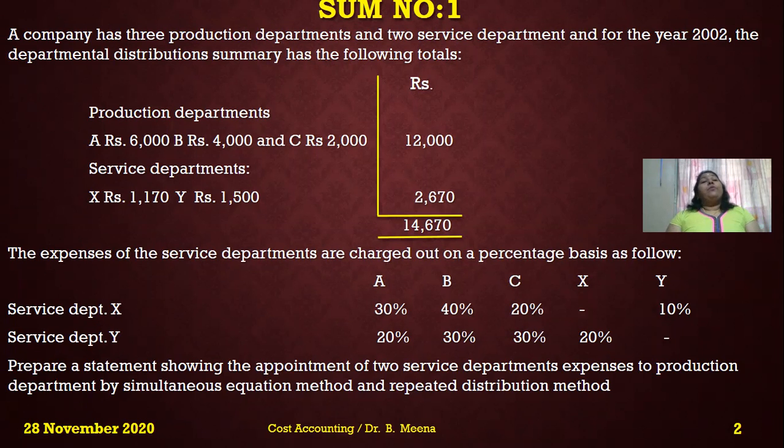In this video, I'm going to highlight that if you have this kind of problem, we are going to prepare the secondary distribution summary without mentioning any method. They didn't give a specific instruction about whether you need to follow the simultaneous equation method or the repeated distribution method. What method do you need to follow for preparing the secondary distribution summary for this kind of problem? It's your option. You can apply either the simultaneous equation method or the repeated distribution method.